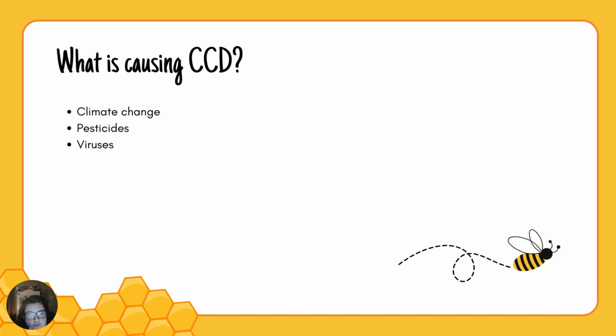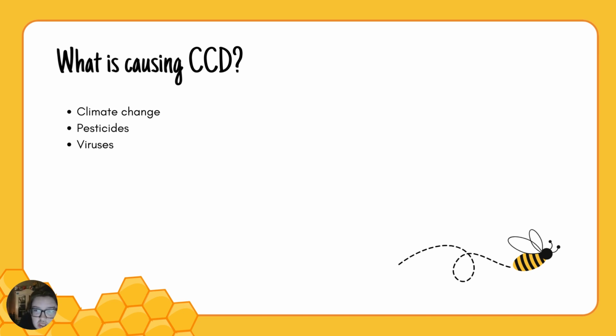So, moving on to the three leading causes. What is causing CCD? Now, CCD is still an unsolved mystery. So, scientists have theorized on many different causes, but no one has really found an outstanding cause for what CCD could be related to. It's really just an accumulation of many different causes. So, the causes that I was able to break down into the top three were climate change, pesticides, and viruses.